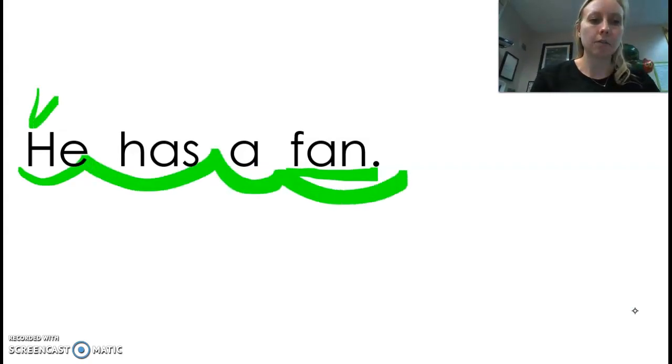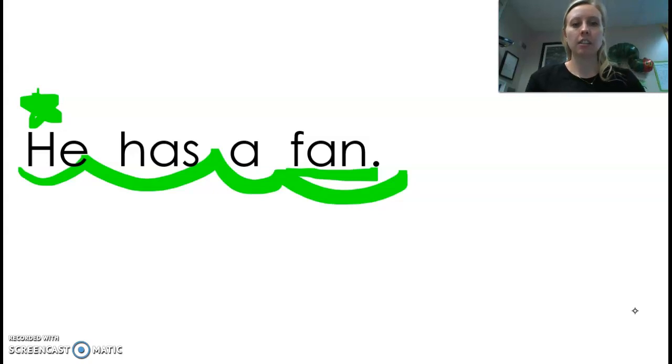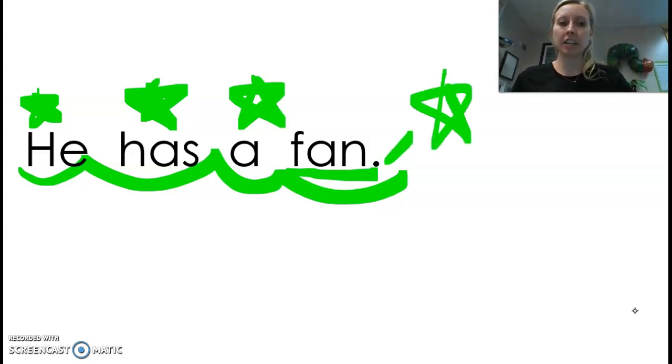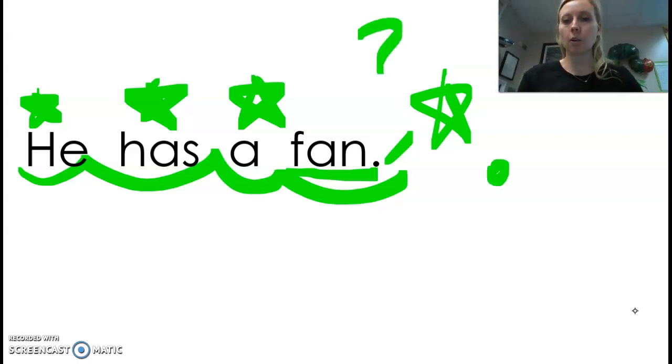Do we have our capital? Yes. Do we have finger space in between the words? Yes. Can we read it? Yes. Do we have an end mark? Yes. What is our end mark? A period, right? Because we can have a question or an exclamation mark.